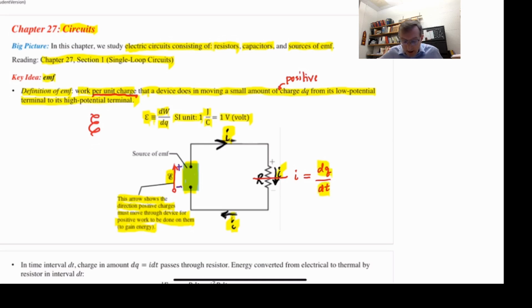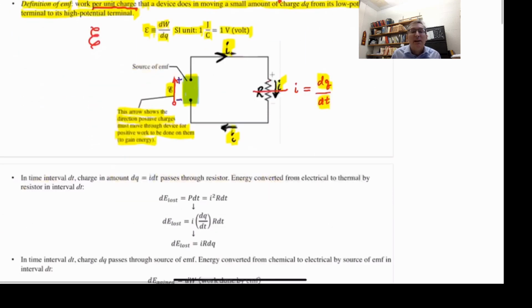All right, now we're going to apply some energy thinking to this single loop circuit, okay? So that's what I'm going to go to next. We'll try to keep enough of the words and the circuit diagram visible.